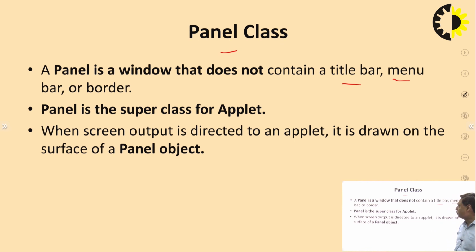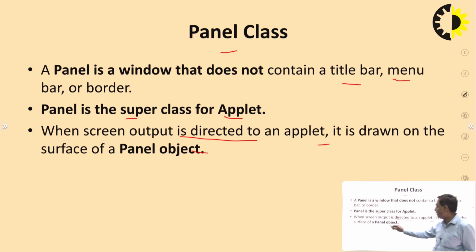So it is just a panel, just to draw something on the window, and basically it is the superclass of Applet. We already learned about Applet in my earlier video. When you create an applet, the Panel class is automatically included because it is the superclass. So Applet is a subclass of Panel. When we output any screen output to the applet, it is drawn on the Panel object.